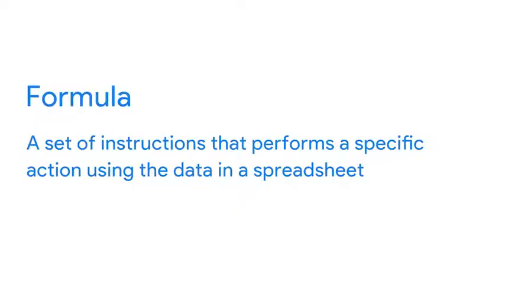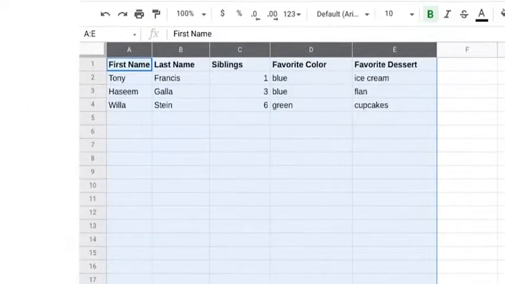And as we go further, you'll discover lots of other ways to work with data in a spreadsheet, including functions and formulas. Let's finish with a quick example of a formula. You can think of formulas as one way of manipulating data in a spreadsheet. Formulas are like a calculator, but more powerful. A formula is a set of instructions that performs a specific action using the data in a spreadsheet. To do this, the formula uses cell references for the values it's calculating. Let me show you. Here we go.